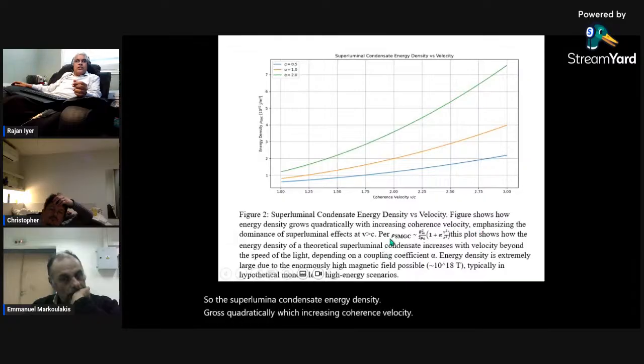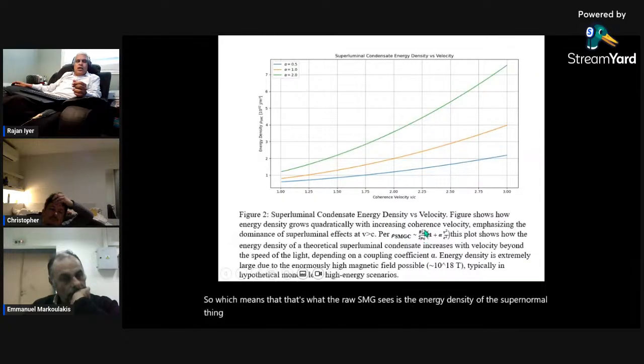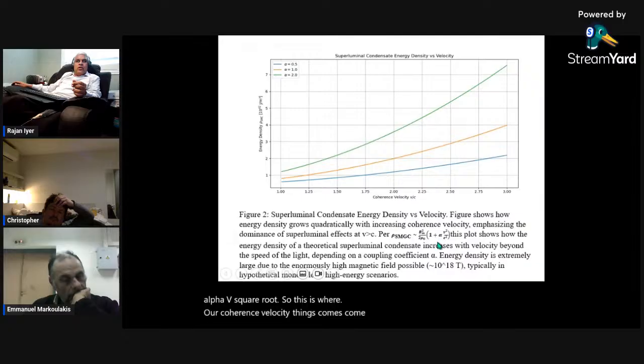So that means the raw SMGC is the energy density of the superluminal thing. You can write it as, because it has the magnetic force, B squared over mu naught times 1 plus alpha V squared. This is where our coherence velocity comes into the picture, and alpha is the coupling constant. So there's a coupling between the condensate and the monopoles.